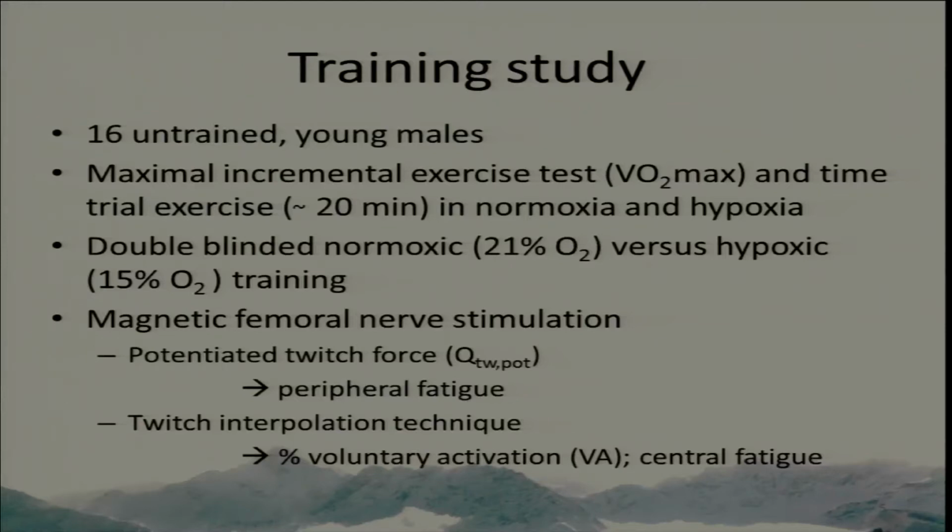Then they did a training intervention which was double-blinded, and half of the group trained under hypoxic conditions, the other half under normoxic conditions. To assess peripheral and central fatigue, we used magnetic femoral nerve stimulation, which was already explained by Professor Amon. For peripheral fatigue, we looked at the potentiated twitch force and compared it from pre to post testing, and the reduction in twitch force then indicated a development of peripheral fatigue. To assess voluntary activation, we used the twitch interpolation technique.